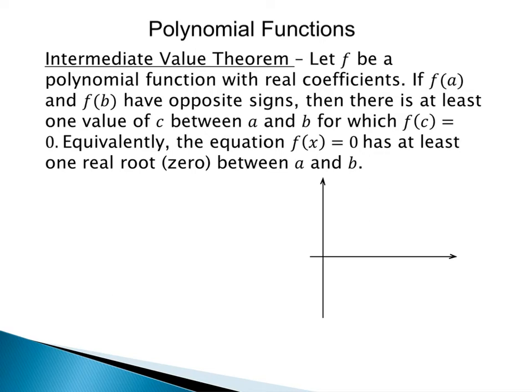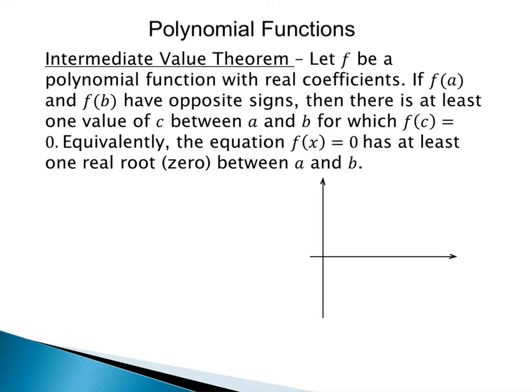In this lesson, we're just going to talk briefly about the intermediate value theorem and the multiplicity of zeros. The intermediate value theorem says that if we let f be a polynomial with real coefficients, if f of a and f of b have opposite signs, then there is at least one value of c between a and b for which f of c equals 0, or equivalently, the equation f of x equals 0 has at least one real root or real 0 between a and b.